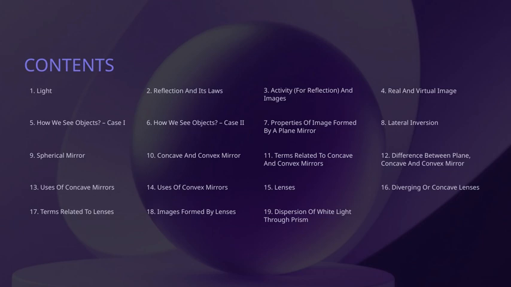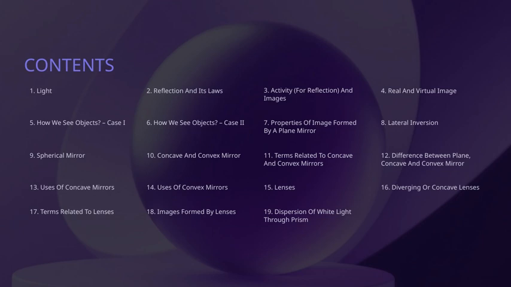Following that, we'll examine the uses of concave and convex mirrors in real life, such as in telescopes, headlights, and security mirrors. We'll also explore the concepts related to lenses, including terms associated with them and their types, like diverging and converging lenses. Finally, we'll cover the dispersion of white light through a prism, which beautifully demonstrates how white light splits into its component colors, connecting back to the broader theme of light's behavior and properties.